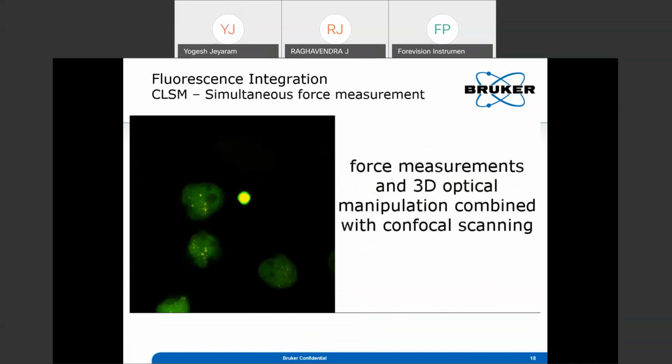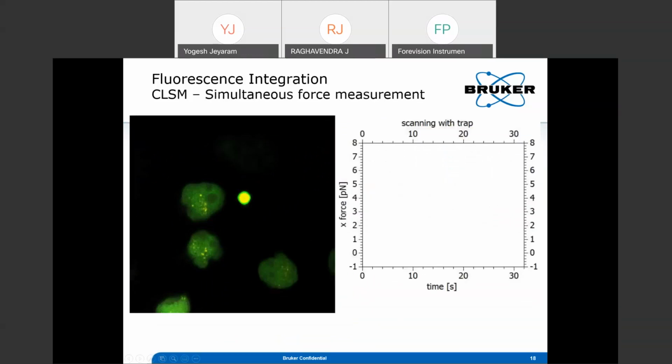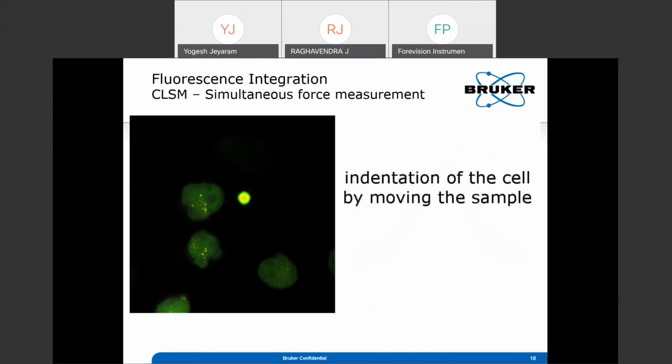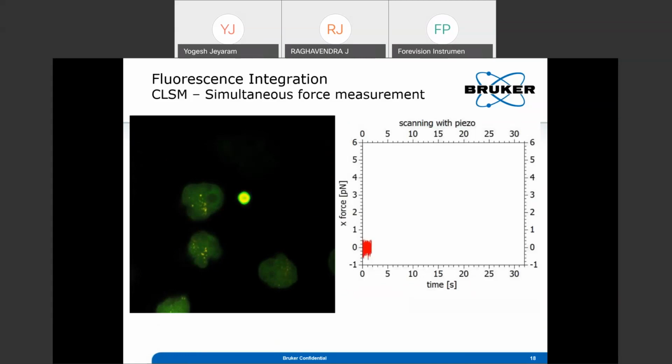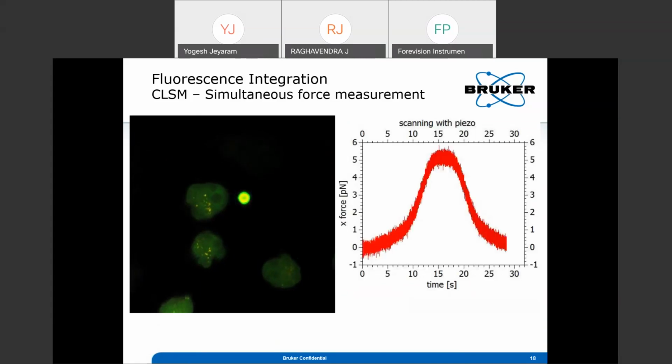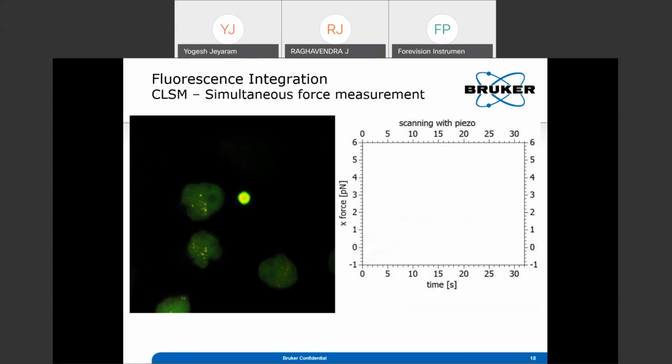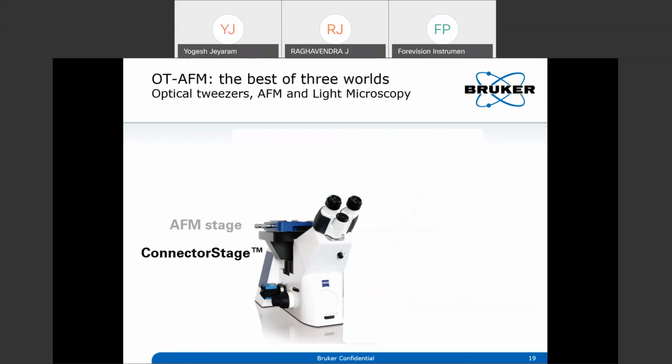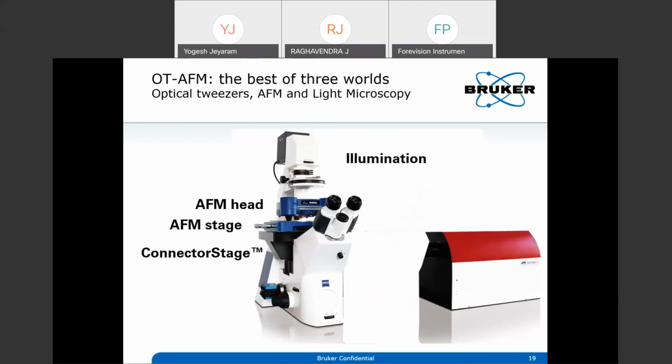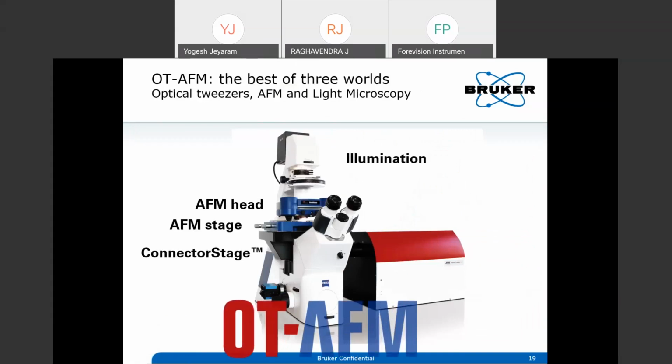When you do the force measurements, like we discussed, you can move the bead and indent the cell, right? So you get how the force behaves over time, and you have the distance as well. Or you can move the cell, right? You're moving the sample and keeping the trap at a fixed position, and the results are the same. Okay. So we talked about the optical tweezers as well.